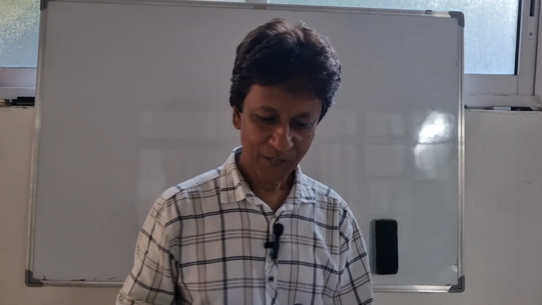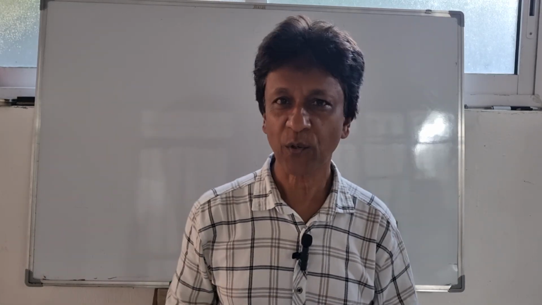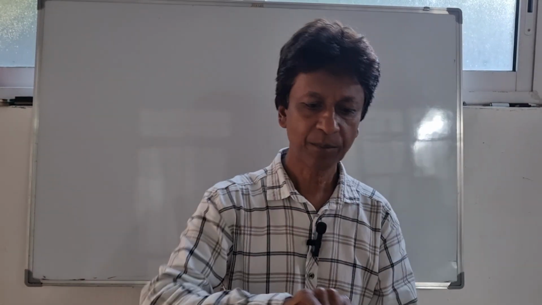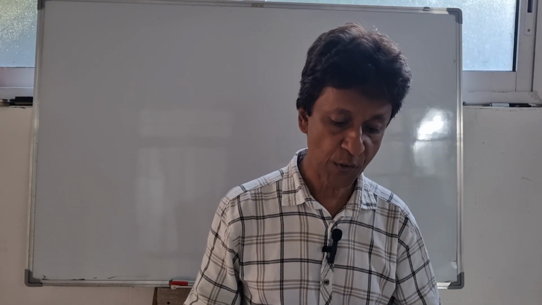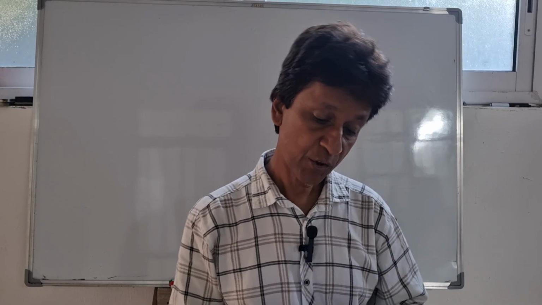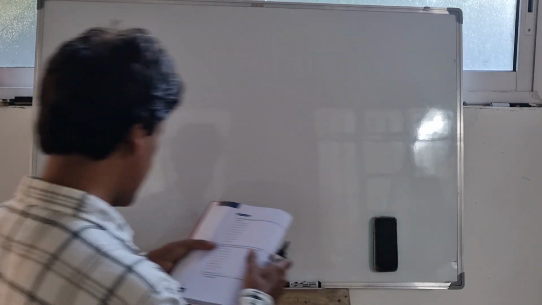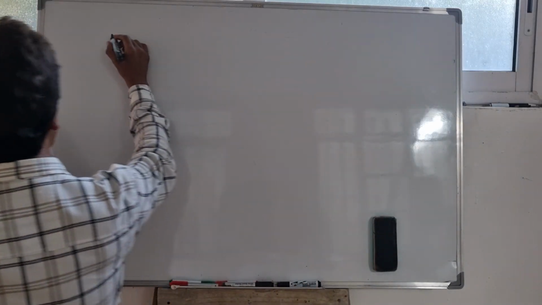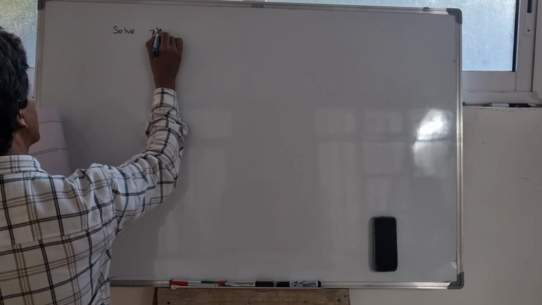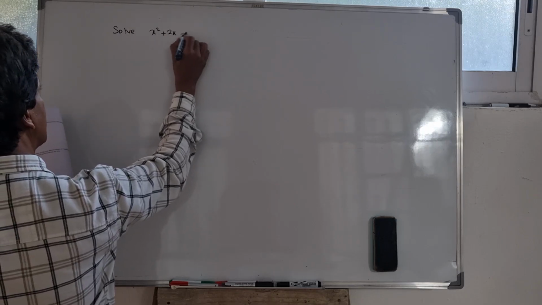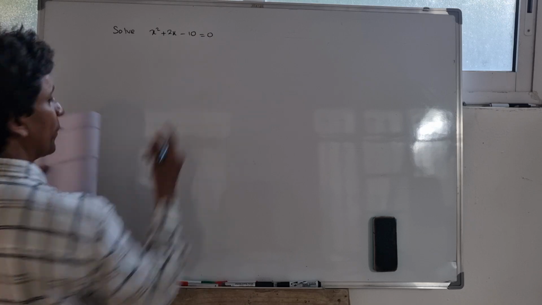Hi there. Today I've taken a small question from the grade 10 mathematics book by Mahadia, and we're going to look at a quadratic equation that we need to solve by formula. It's found on page 108. We need to solve x squared plus 2x minus 10 is equal to 0.